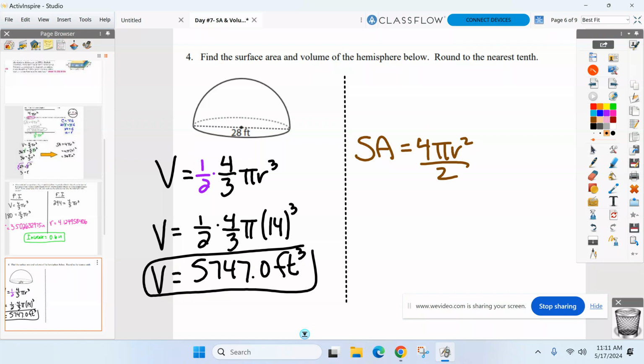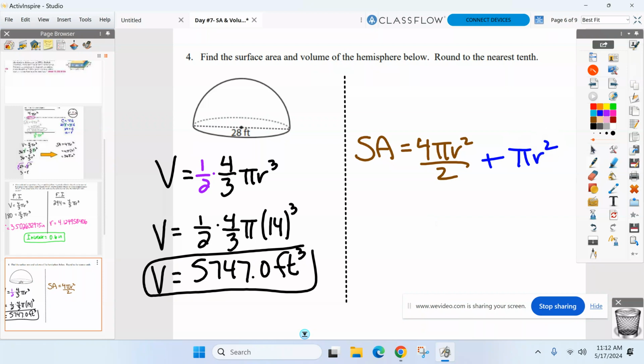Surface area. Got to count this circle on the bottom. All we're doing right now is the dome part. This 4 pi r squared divided by 2, that's this piece right here, the top part, the little globe part. We still didn't include the circle. So what do I need to add to this formula? Add into it the circle on the bottom, pi r squared.